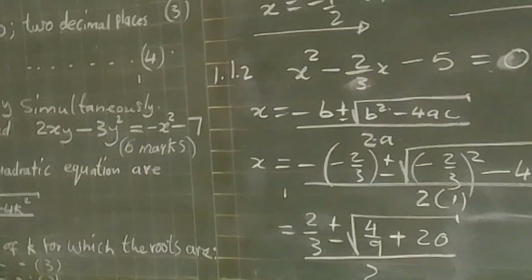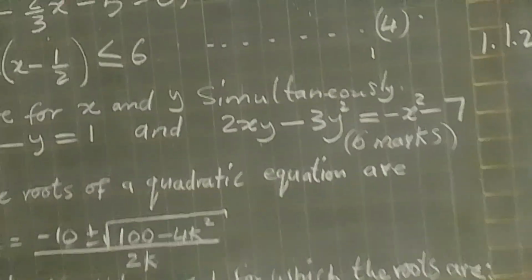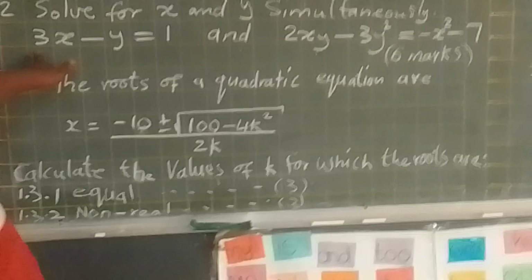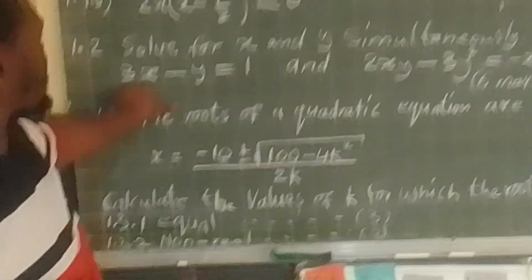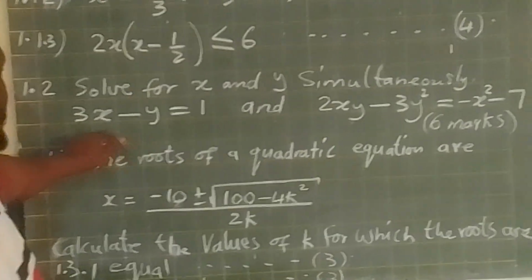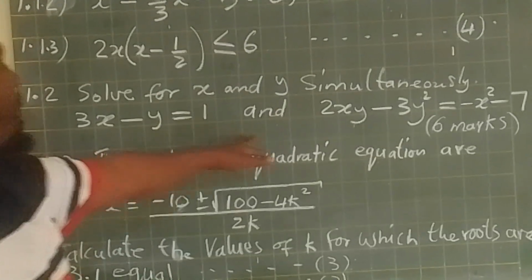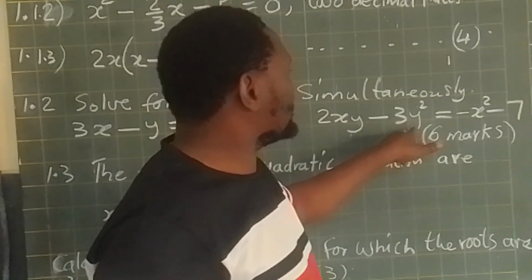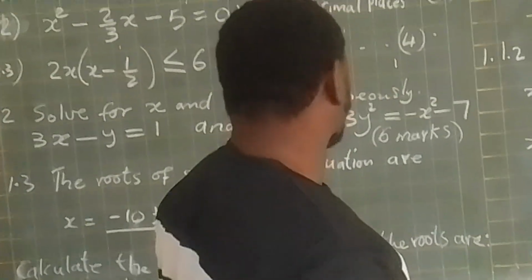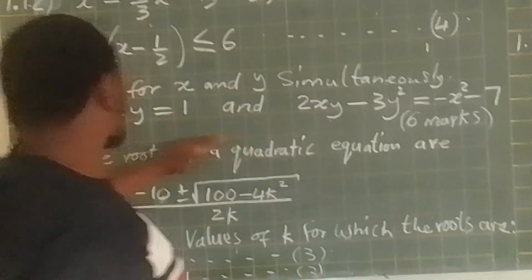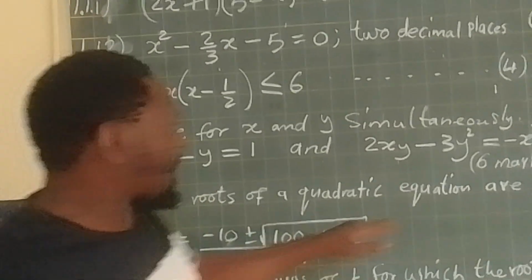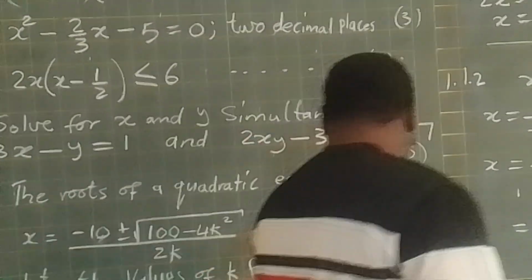So we are going for number 1.2. You have taken that format. We come for 1.2. 1.2 says solve for x and y simultaneously. We are given the straight line equation, which is linear, 3x minus y equals 1, and 2xy minus 3y squared equals minus x squared minus 7, for 6 marks. Here, grade 11, you have to be consistent and systematic. You work and remind yourself that I am going for 6 marks. Now we are not playing anymore.